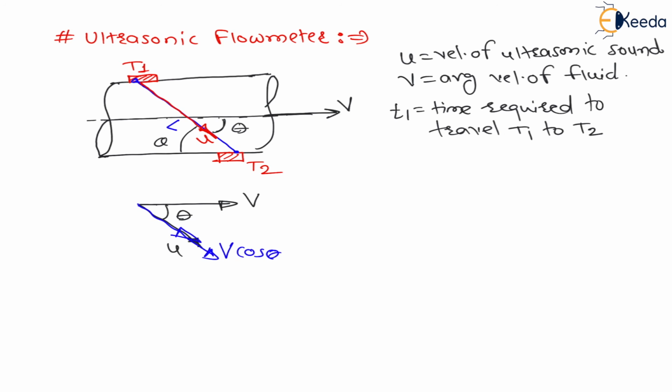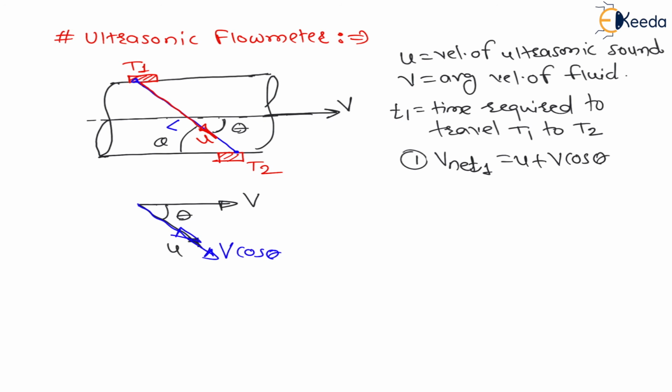Therefore, net velocity for the travel, for the first case, v net in the first condition is nothing but u plus v cos theta, because both are in the same direction, they will get added definitely. So my dear students, to travel distance L, we need time t1.